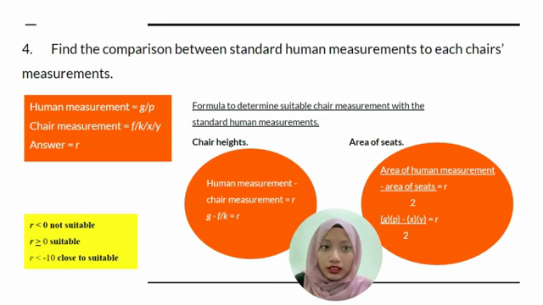In algebraic expression, it consists of G times P minus X times Y over 2 equals R. Based on these formulas that we have created, we have identified that if R, the answer, is less than 0, then it is not suitable. If R is more than 0, it is suitable. But if R is less than negative 10, then it is almost suitable for the human standard measurement.